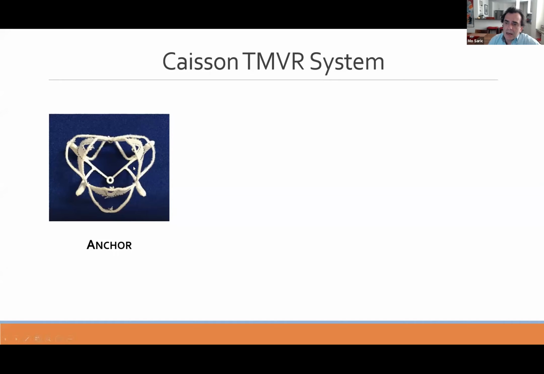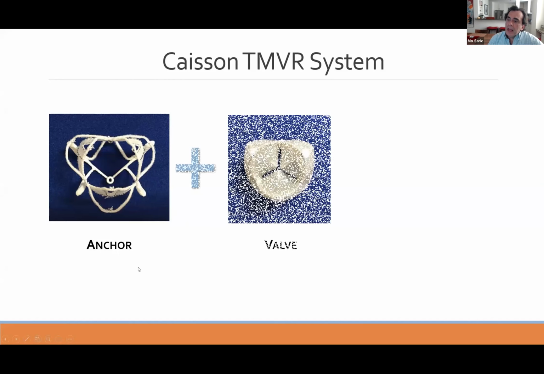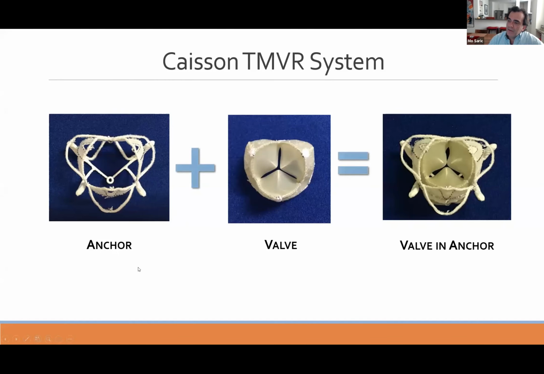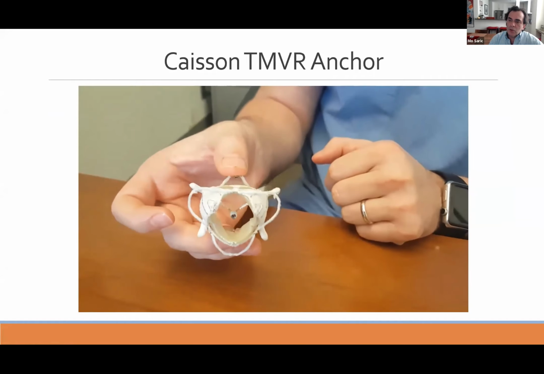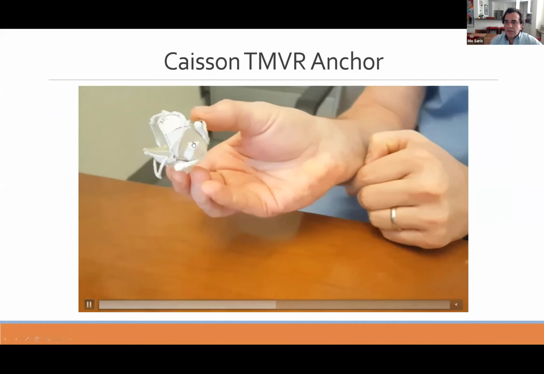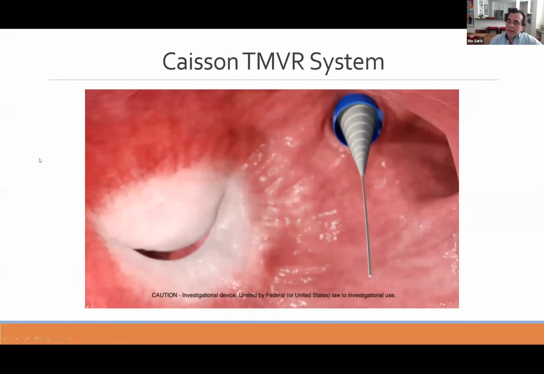So essentially it has an anchor into the native annulus, because remember, mitral valve disease is not calcific disease for the most part, as opposed to aortic valve stenosis, which is for the most part calcific, and therefore we can use the calcium to anchor the percutaneous valve. Here we have to have a separate anchor, and then we can put the valve inside to have a valve in anchor system. And then this is how the assembly looks like in real life, both the valve and the anchor. And so this is a cartoon of the procedure.